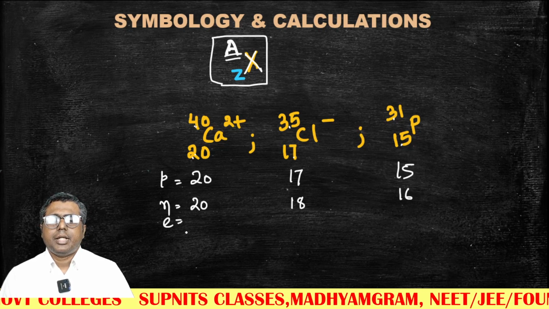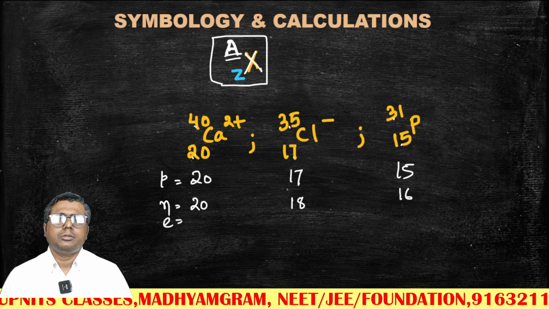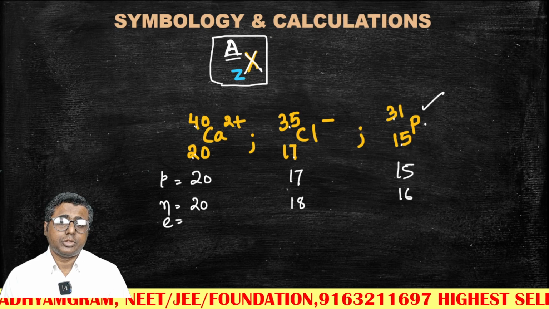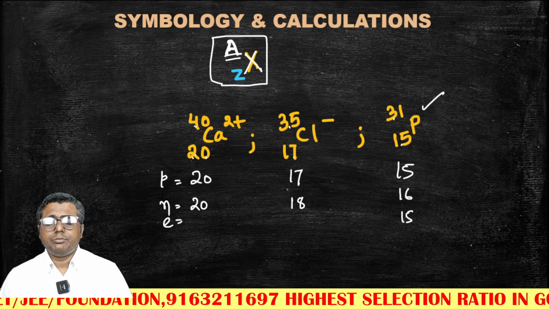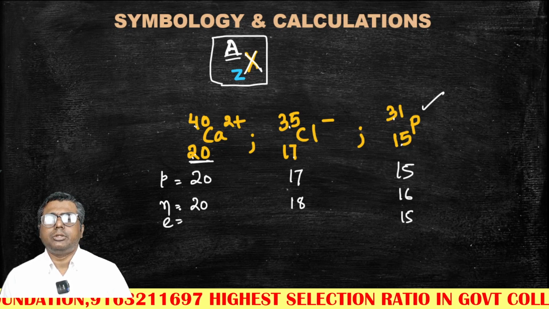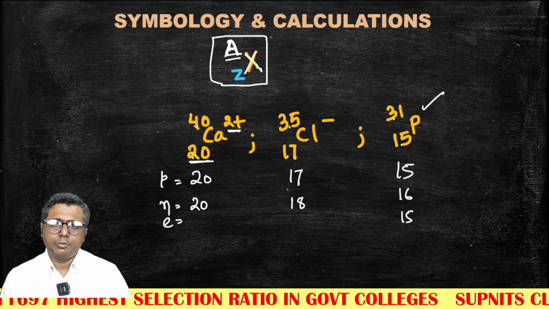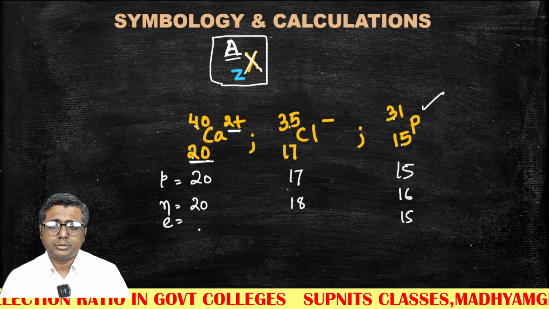Okay, and next is electron. Normally electrons are equal to protons or the atomic number, in the case of a neutral atom. So this is a neutral atom, there is no charge, so this will be 15 itself. However, this one, though it has 20 protons, will not have 20 electrons because 2 electrons are donated. If 2 electrons are donated from 20, then only 18 electrons will be there. So 18.